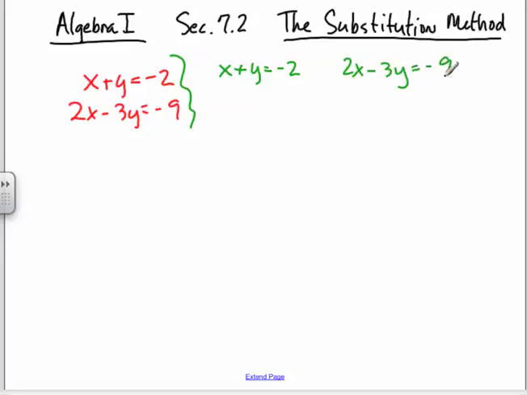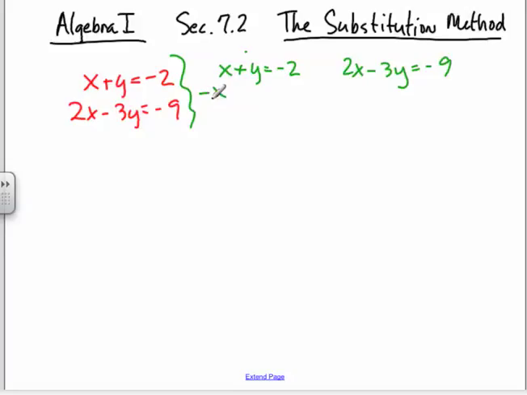Now, the key with substitution is I want to look at both of my equations and find out, is it easy for me to get a variable by itself? Which one of these equations is easiest? Well, it definitely looks like this first one here is the easiest. Frankly, it's easy to get the x by itself or the y by itself. Since I'm used to getting y by itself, I'm going to. Not because I have to. I could get x by itself, but I'm going to get the y by itself.